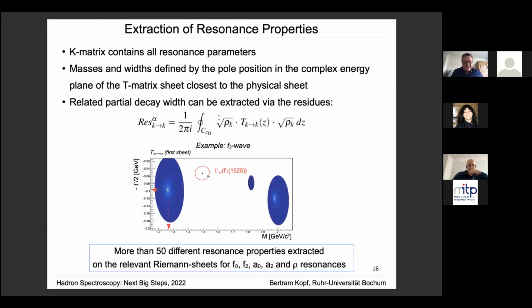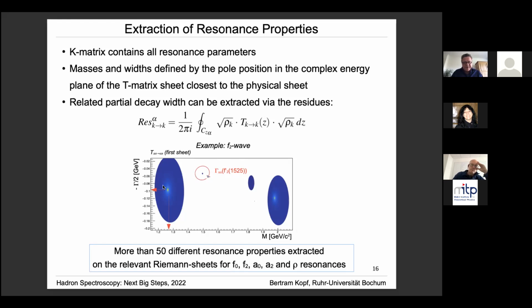Once one has the results, so one has fitted the data very well, it is then also possible to extract the resonance parameters because the K-matrix contains all resonance parameters. For example, the masses and the widths are defined by the pole position in the complex energy plane of the T-matrix on the sheet closest to the physical sheet. Here is one example. This is the relevant sheet for the f2 wave with 4 resonances which we could identify.